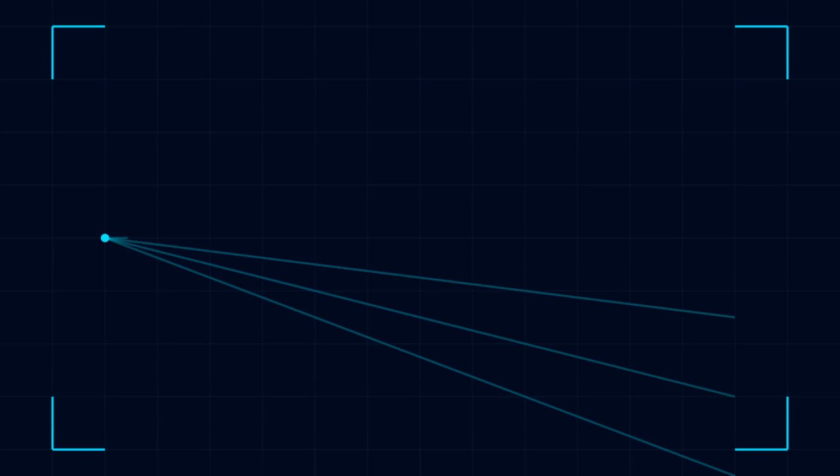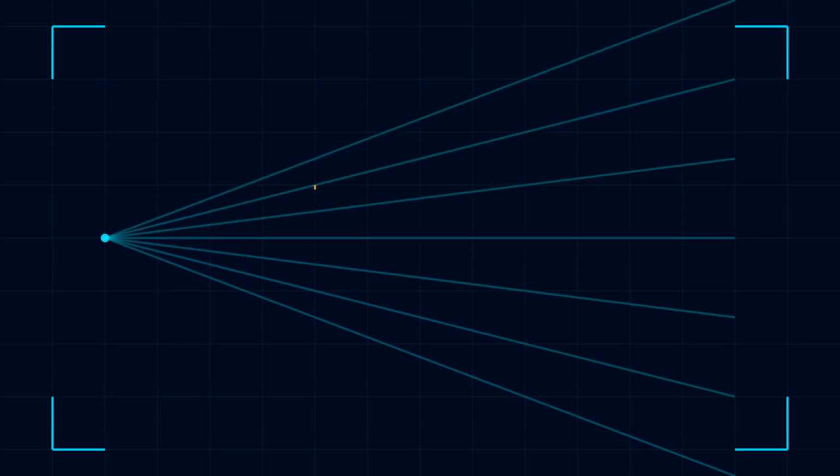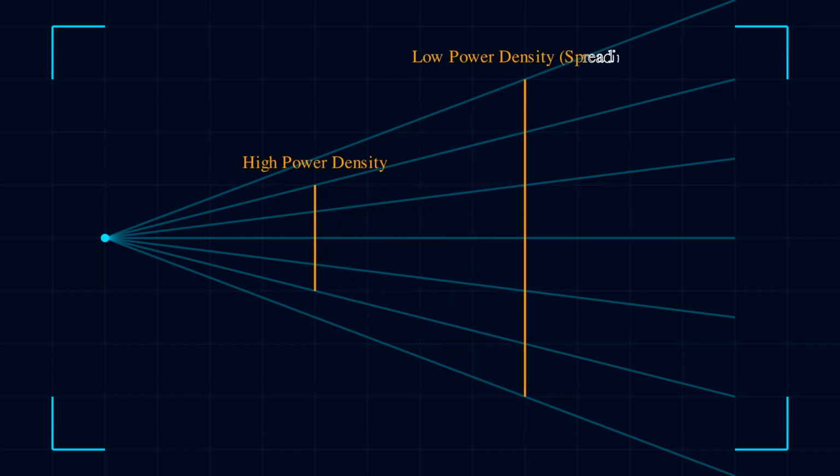Radio waves behave like light. As they travel, they spread out, obeying the inverse square law. By the time they hit the target, the energy density is weak. We need to prevent even this weak signal from returning.